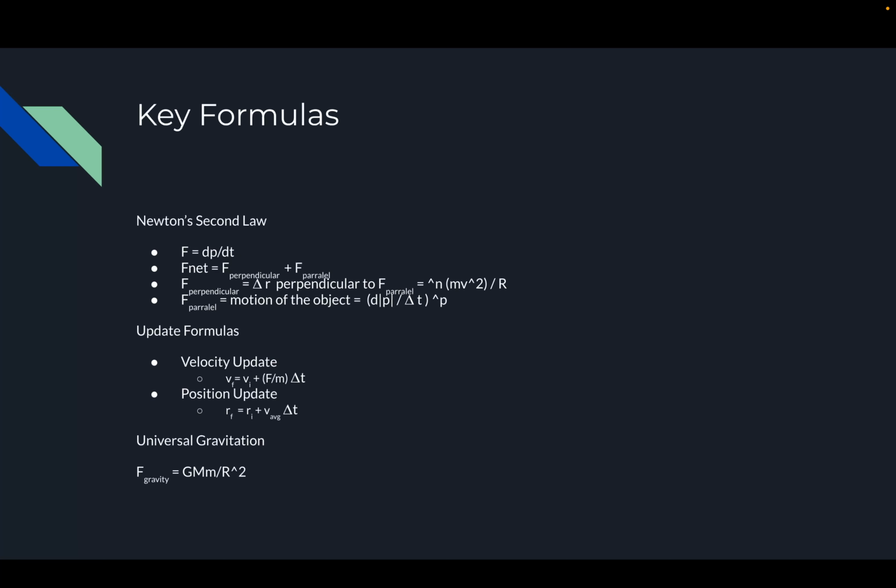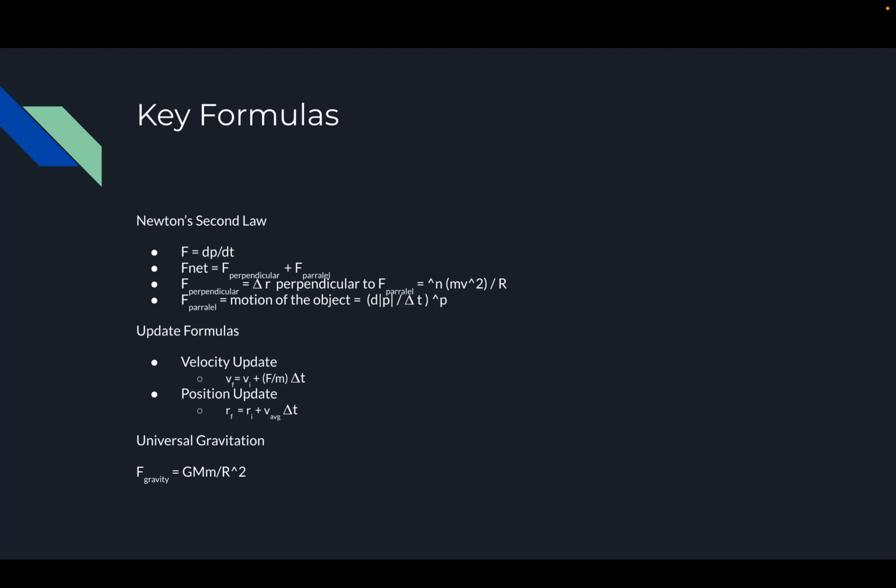For this formula, we're going to need that force is equal to the rate of change of momentum. We're also going to need to know that force net is equal to the sum of your parallel and perpendicular forces. And you can find the perpendicular force by delta R, which is equal to n hat times mass velocity squared over R. And force parallel is the motion of the object, which is equal to the rate of change of the magnitude of the momentum over time times p hat.